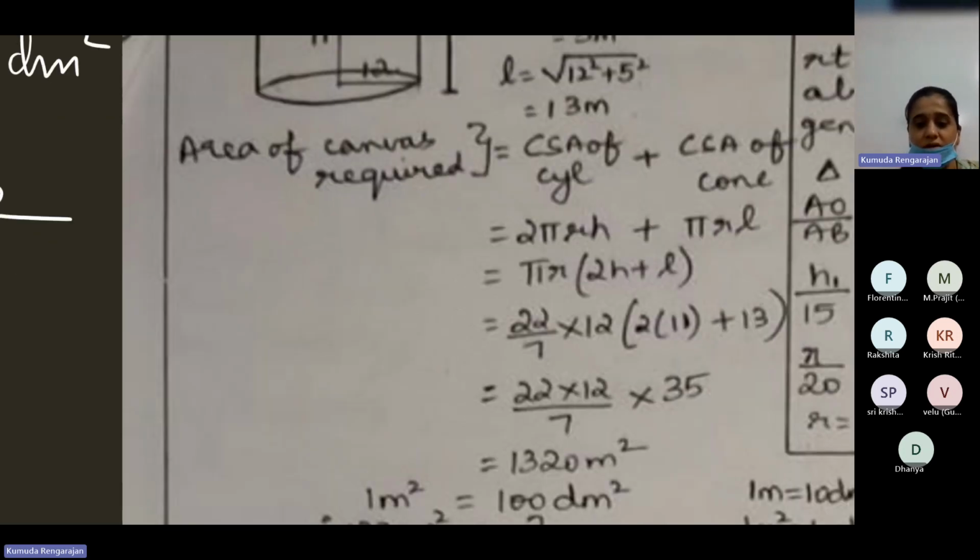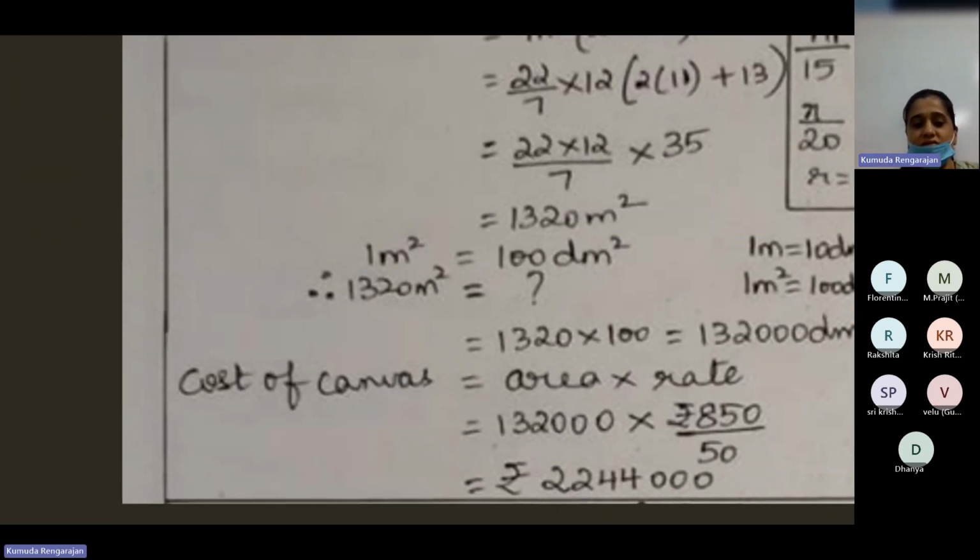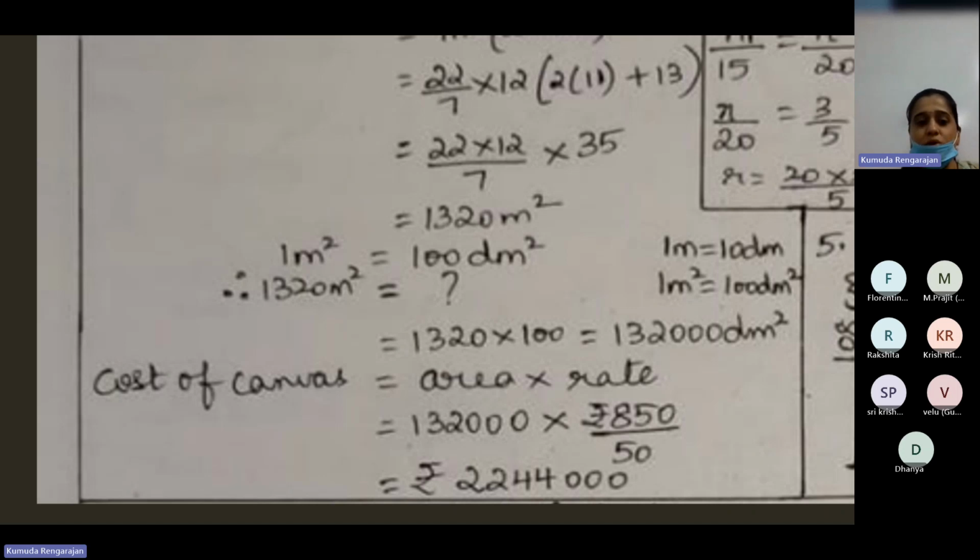You can see below, the cost of canvas is equal to area into rate. Area is 132000 decimeter square into rate 850 by 50. Why? Because that is the rate per decimeter square. Don't multiply by 850. Rupees 850 divided by 50 will give you the rate per decimeter square. And then cancel them.